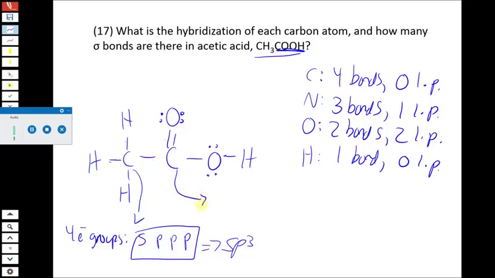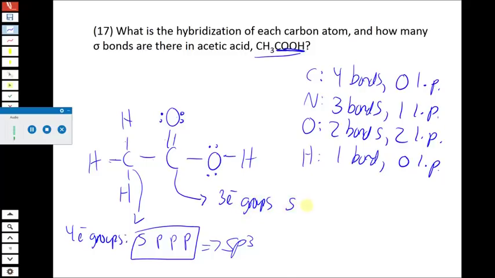The second carbon atom here, if we look at the number of electron groups, how many is it? How many things are attached to the carbon atom here? 3. Remember, we don't care that it's a double bond, it's just the number of electron groups that are bonded to it. So it's 1, 2, 3. So we have 3 electron groups for this one.